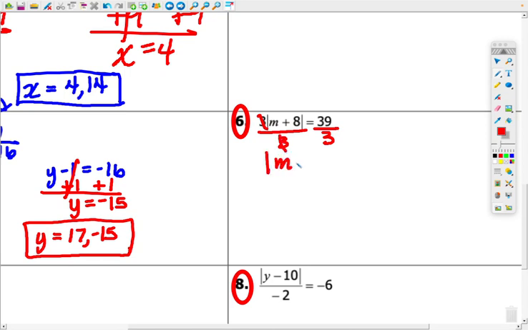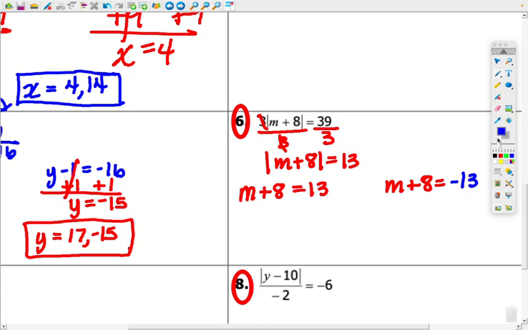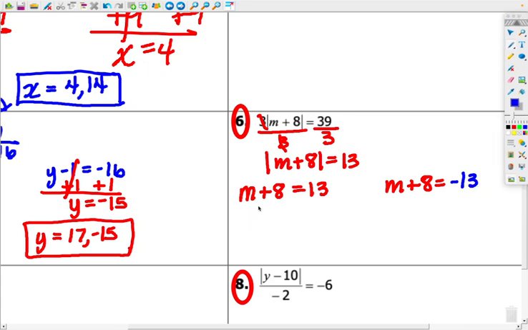And now I have the absolute value of m plus 8 equal to 13. Now that my absolute value expression has been isolated, I'm going to set them equal to two cases. So it's m plus 8 equals 13, and then m plus 8 equals negative 13. Solve each one.